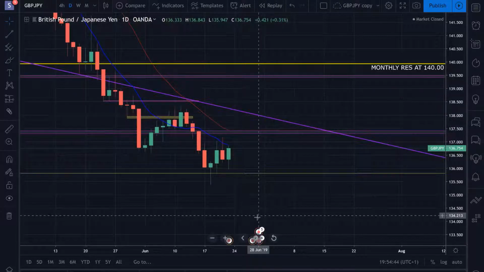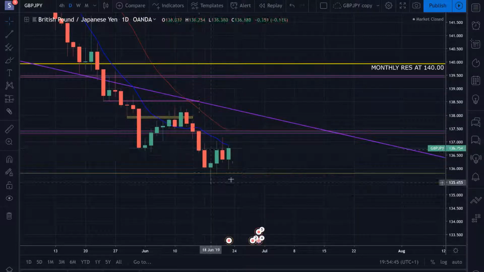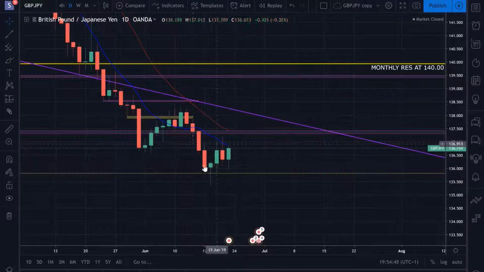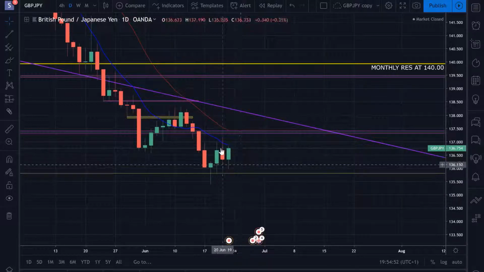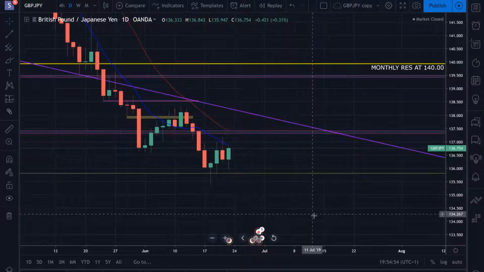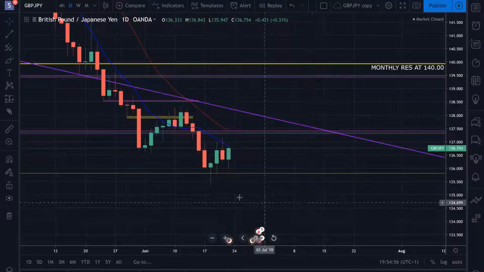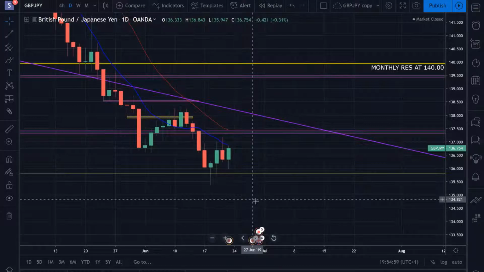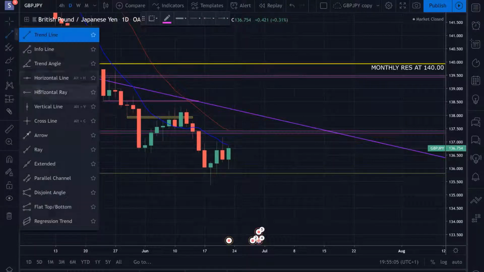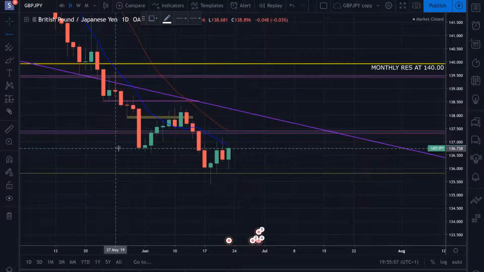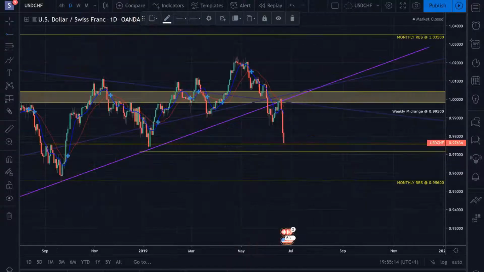So that's basically GJ. You can see that we've got this lovely morning star formation, and we also end up with a hammer at the end of last week. So guys, look for buys on GJ. Around 136.77 later on in the week will be a good buy.